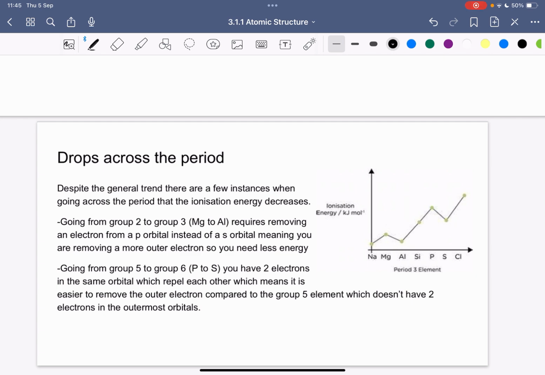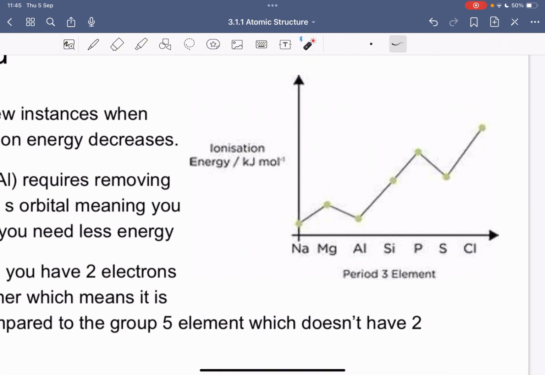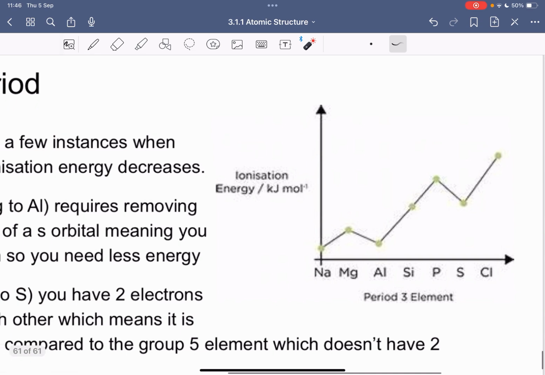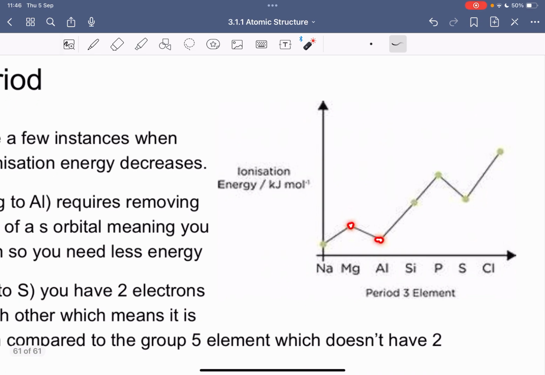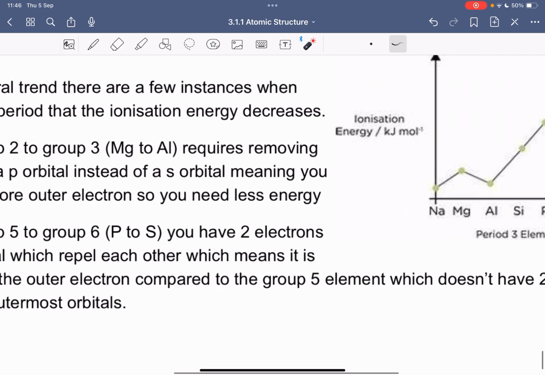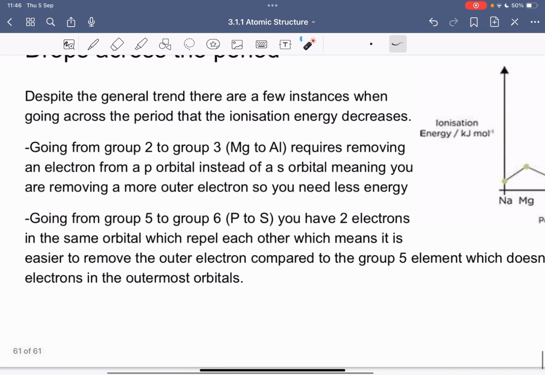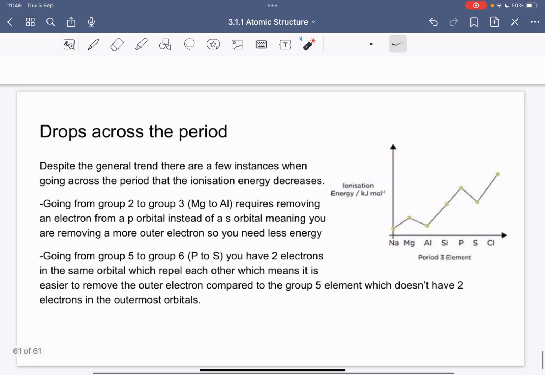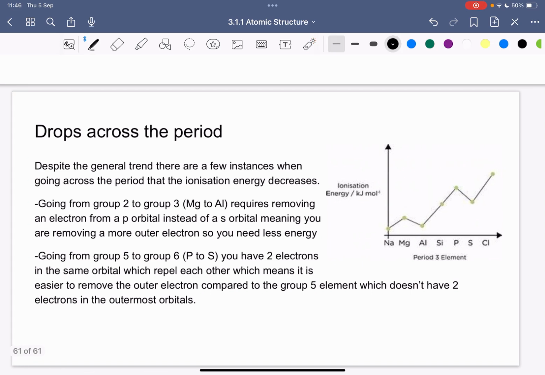So we've just said that the general trend across the period is that the ionization energy increases. However, there are a few anomalies, as you can see from the graph, where the ionization energy actually decreases. Now the reason for this first one, from magnesium to aluminium, is that as you go from group 2 to group 3, you're removing an electron from a p orbital instead of an s orbital, meaning you're removing from a more outer electron, so you need less energy.